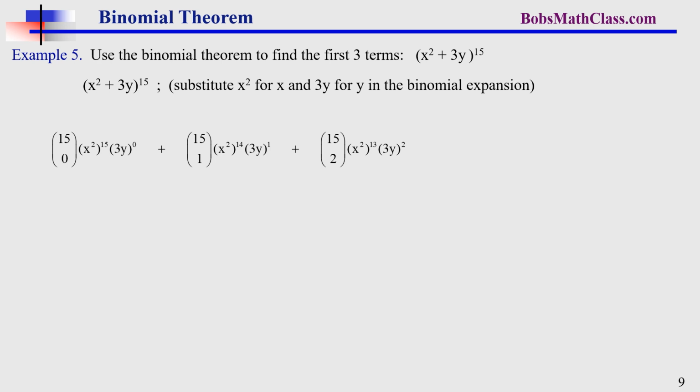And then the x squared, we start out with an exponent of 15, and then we decrease it by 1 for the first 3 terms. And then the 3y, put in parentheses, start out at 0, and then the second term is a 1, and the third term is a 2. Now we just need to simplify. So 1, 15, and 105.